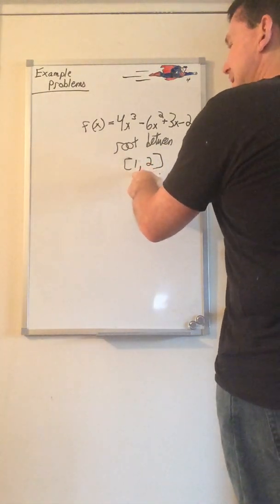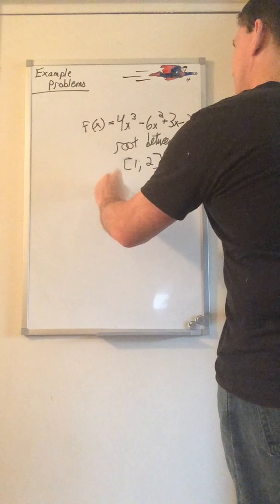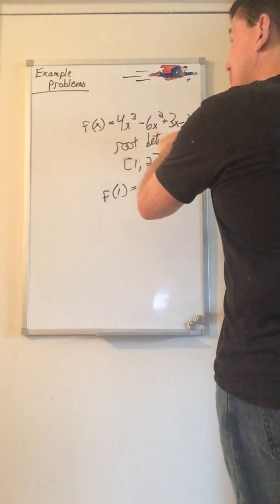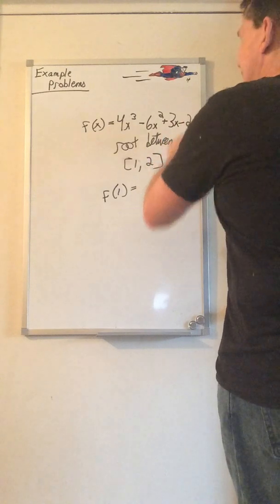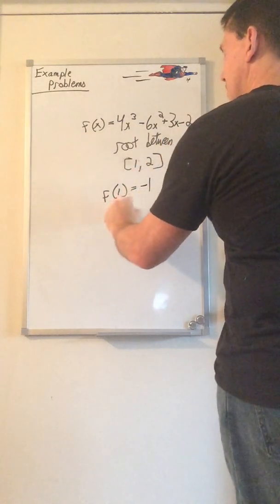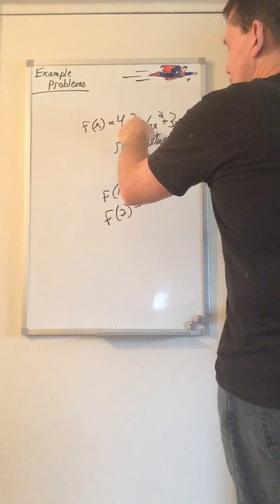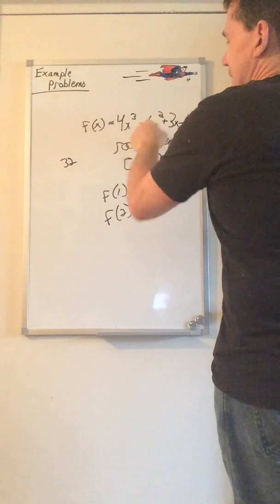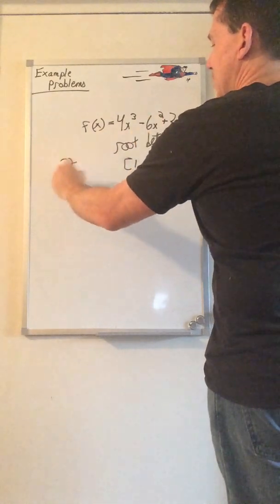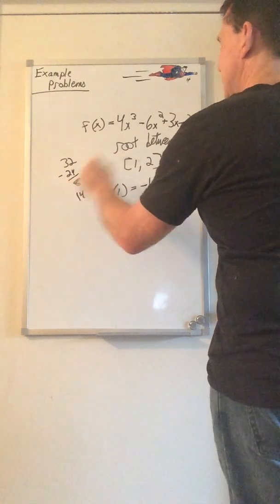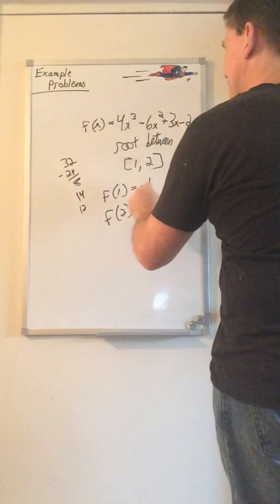If I plug in 1, this endpoint, f of 1 equals 4 minus 6, which is negative 2, plus 3, which is 1, minus 2, negative 1. Plug in this endpoint, f of 2. I get 2 cubed, which is 8 times 4, 32. 2 squared is 4 times 6 is 24. 32 minus 24 is 8. Plus 3 times 2 is 6, so that's 14. Minus 2 is 12.